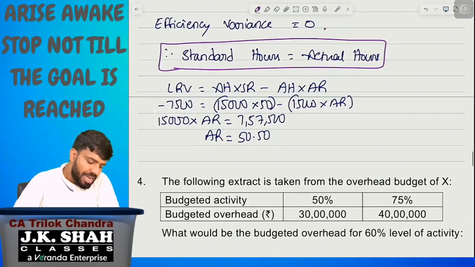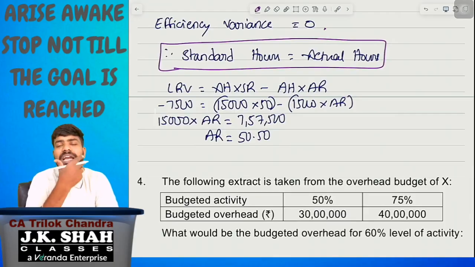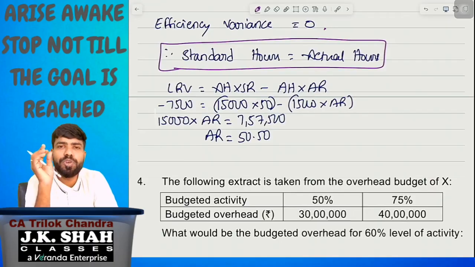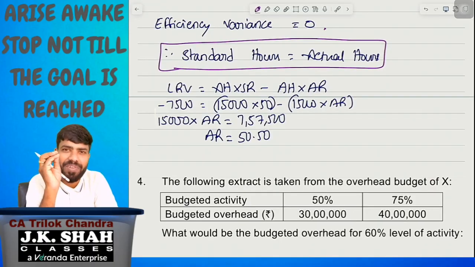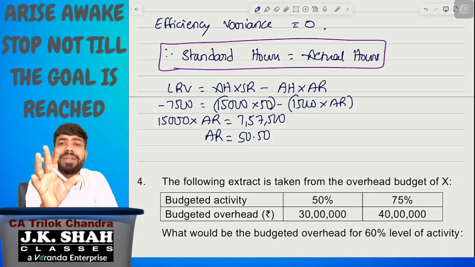Okay, next. Labor rate variance: actual hours into standard rate minus actual hours into actual rate. See how to remember these formulas. I am going to make a clear-cut video on standard costing. I'll give you a very simple technique for how to remember the formulas. I'll give you one universal formula.